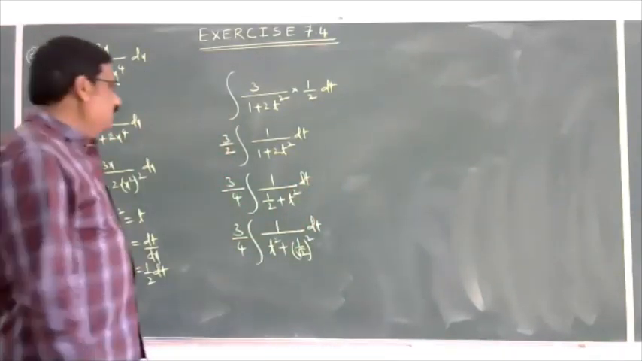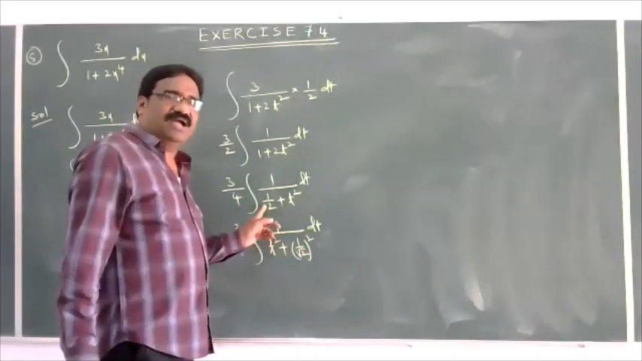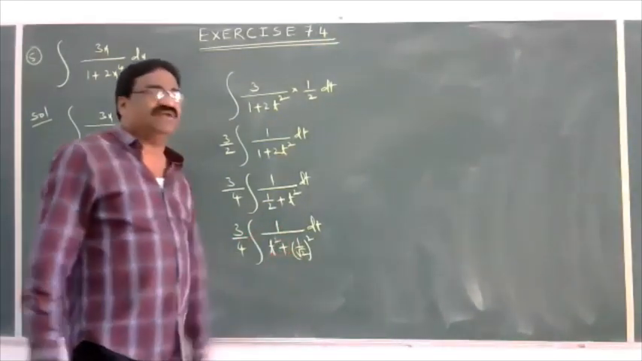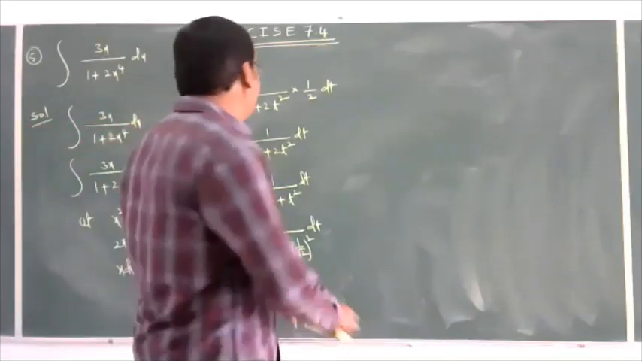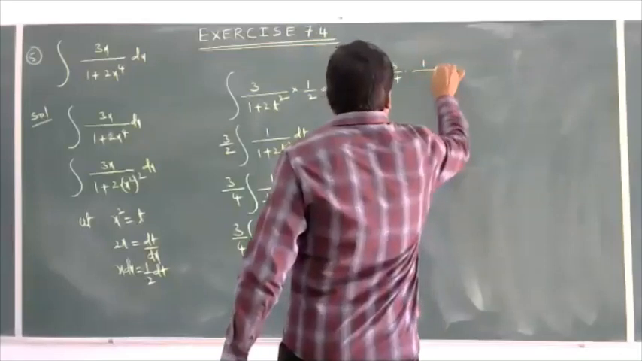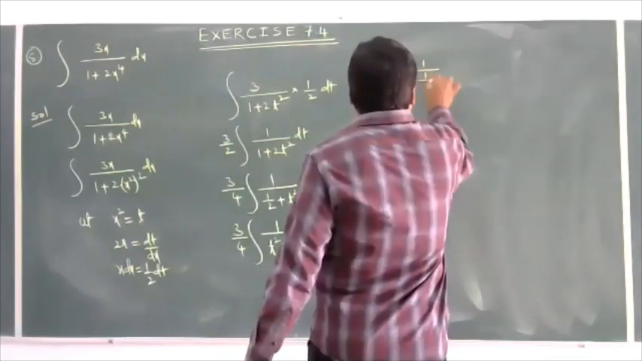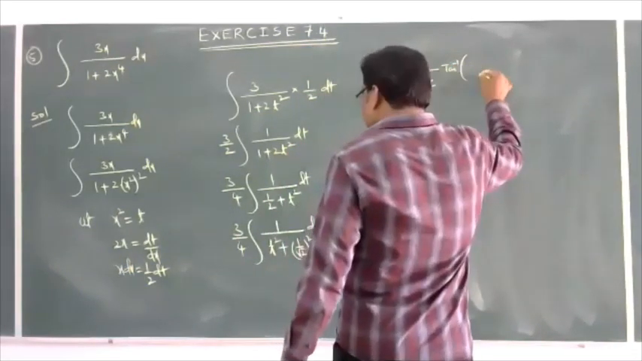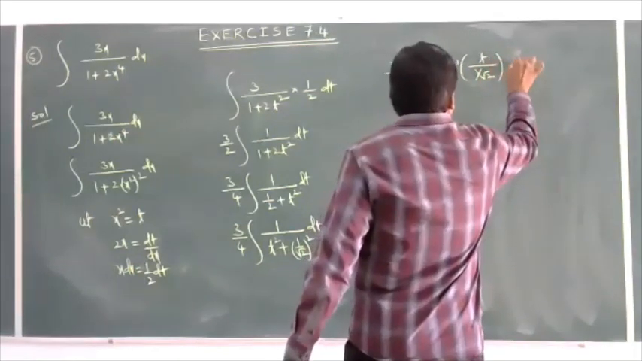So 1 by 2 is, you write 1 by root 2 whole square. 1 by root 2 whole square is 1 by 2. So here this is the formula of integral 1 by x square plus a square form, that is 3 by 4 into 1 by a tan inverse x by a. 1 by a is 1 by root 2, tan inverse x by a, that is t by a is 1 by root 2 plus c.